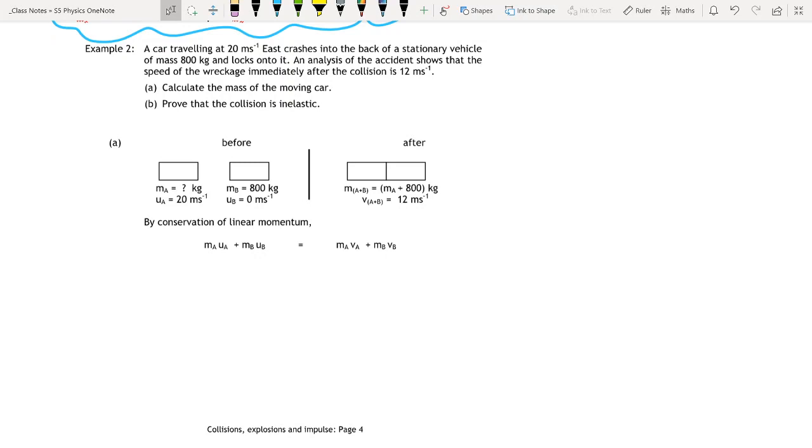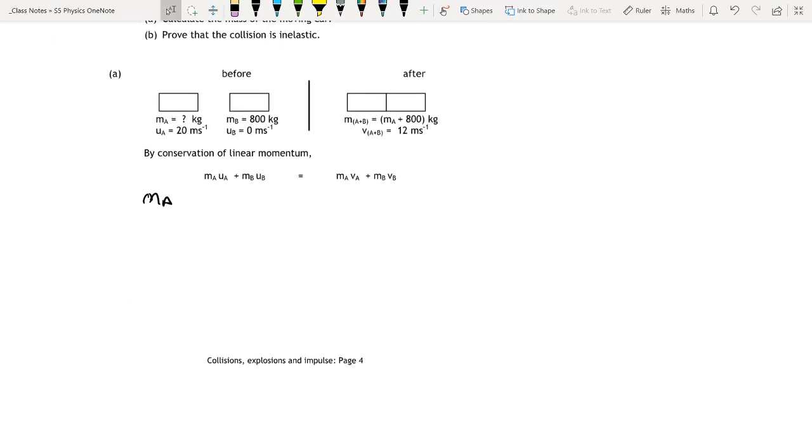So we need to use the conservation of linear momentum, i.e. the momentum before equals the momentum afterwards. So the mass of A times the initial speed of A. We don't know MA, so we just keep that as MA, that's our unknown, times 20, plus the mass of B, which is 800, times the initial speed of B, which is 0. Equals the mass of A times the final speed of A.